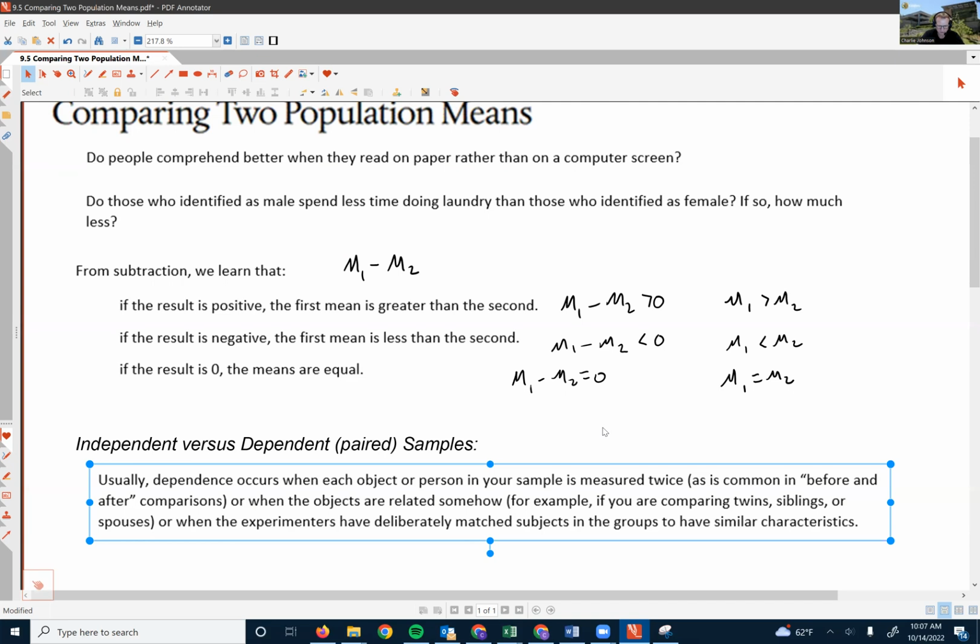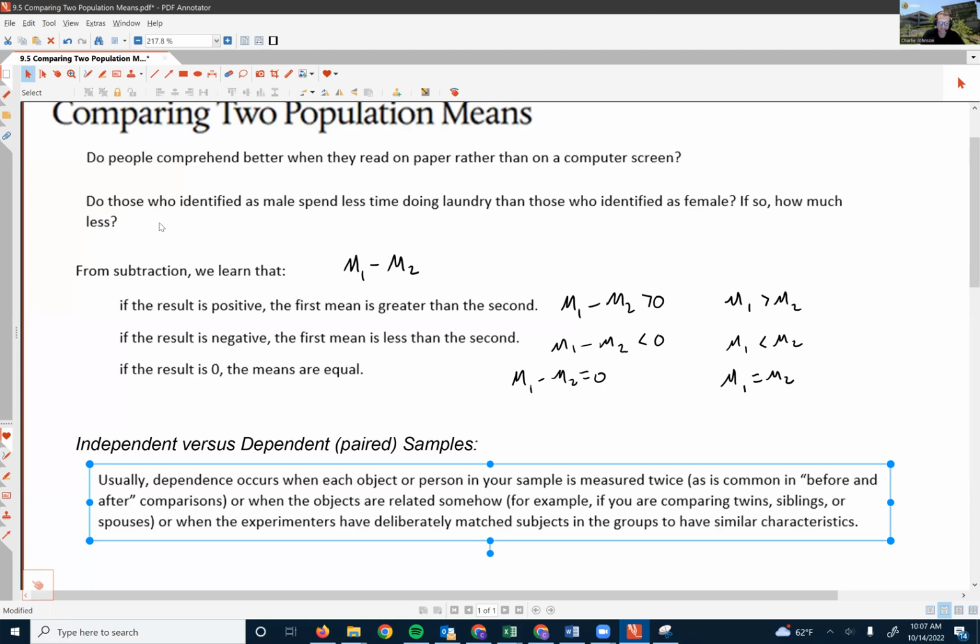So dependence occurs when each object or person in your sample is measured twice, as is common in before and after comparisons, or when the objects are related somehow, twins or siblings or spouses, or when the experimenters have deliberately matched subjects in the group to have similar characteristics.